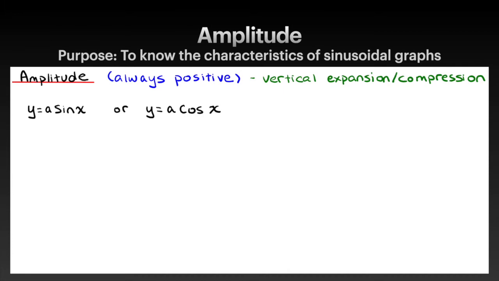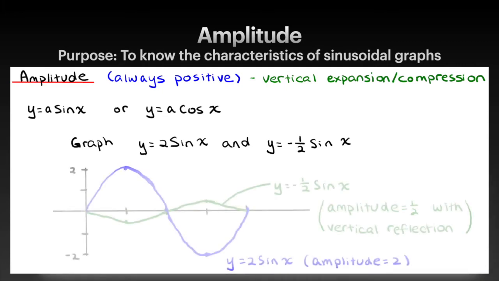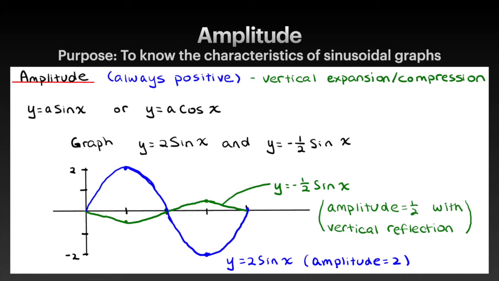So this is our A value. Conveniently, amplitude is A. And this is the A value that you've seen before in Chapter 1, Chapter 7, Chapter 8. All of those ones you've seen this before. Let's try this as an example. Graph y equals 2 sine x and y equals negative a half sine x. So 2 sine x, this is the blue line here where my amplitude doubled. I expanded it vertically by a factor of 2.